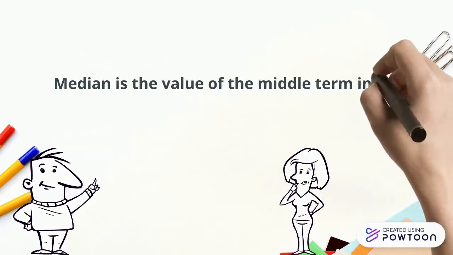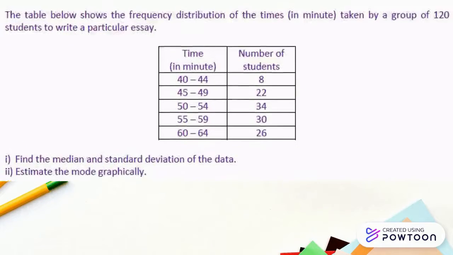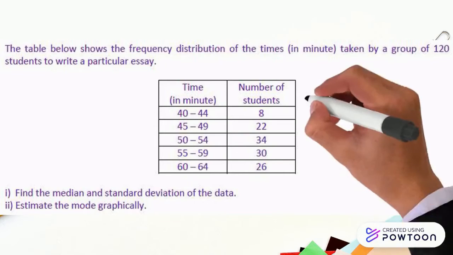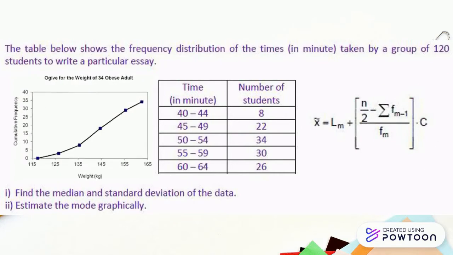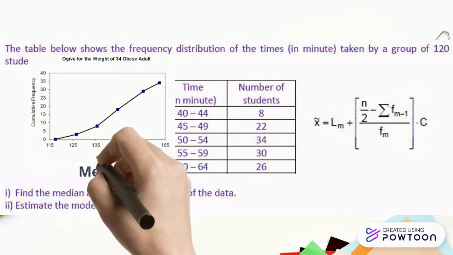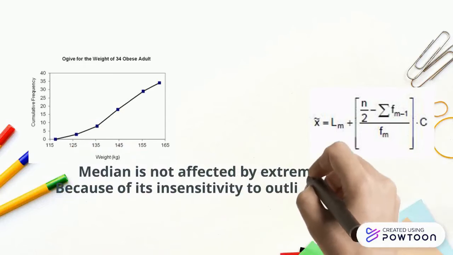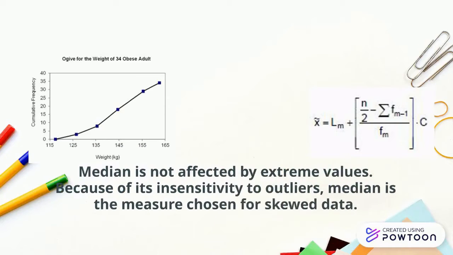Median is the value of the middle term in the data set that has been ranked in increasing order. According to the table, it is grouped data. Therefore, the formula used is this, or you can estimate graphically using an ogive. Median is not affected by extreme values because of its insensitivity to outliers. Median is the measure chosen for skewed data.